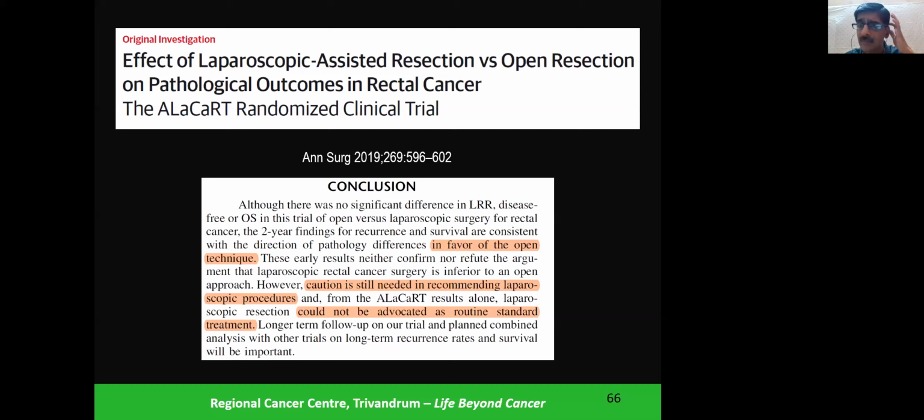But I'm not against minimally invasive surgery. I strongly believe that it should be done, but you should have had a good learning curve. You should stick to the oncology principles in terms of attaining a complete mesorectal excision. If you can do that, it's good enough. But from a scientific point of view, if you ask me whether the evidence is in favor of minimally invasive surgery, I would say it is not.